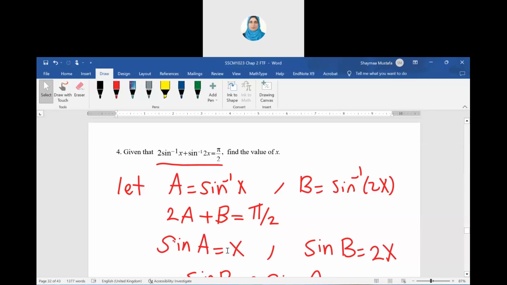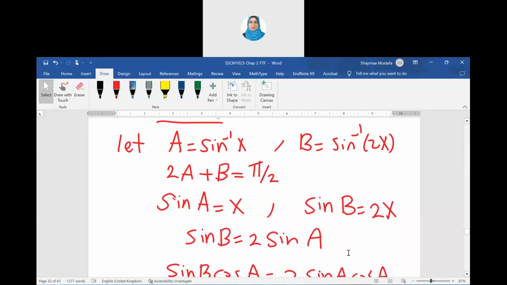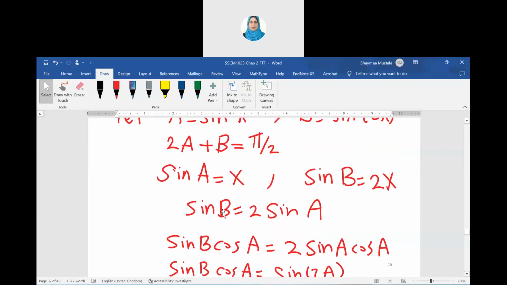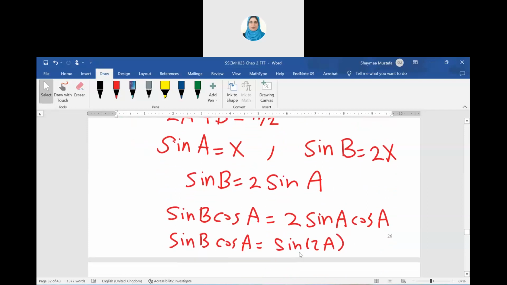What we can benefit from: a is sine inverse x, this means that sine a equals x. And b is sine inverse 2x, this means that sine b is equal to 2x. So sine b is equal to 2 sine a. Multiply both sides by cos a, so sine b cos a will be 2 sine a cos a. This identity is equal to sine 2a.